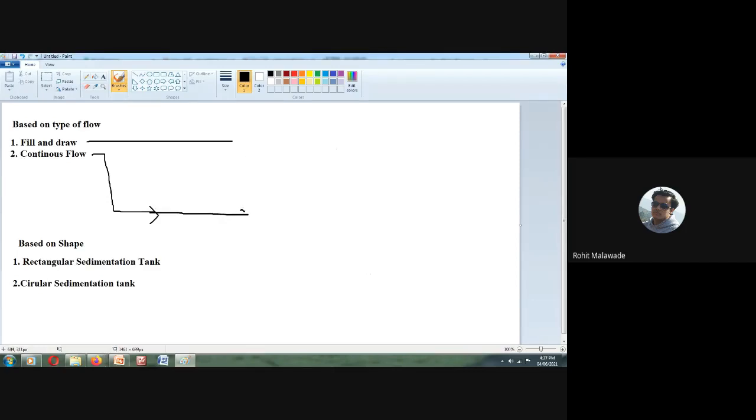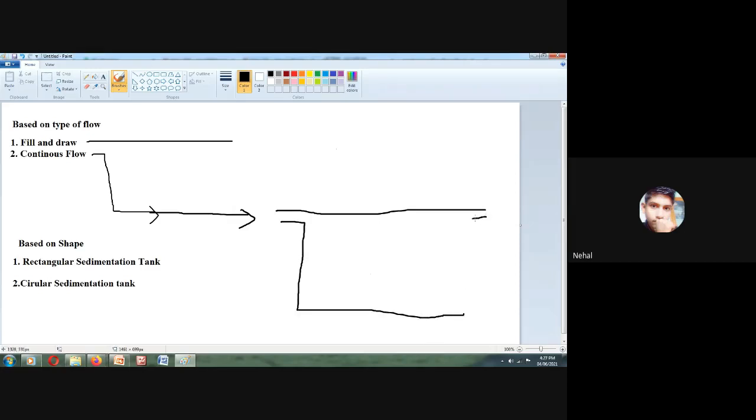How will the particles settle if it is continuous? Multiple tank systems are used when the flow is continuous. The heavy solid particles and the light solid particles settle in different containers. Okay, so here this is your inlet, and we will take this as the outlet.